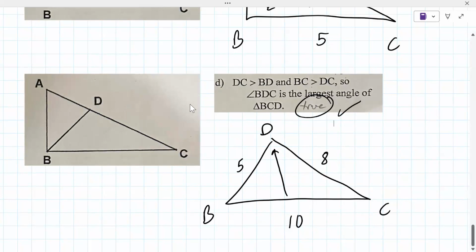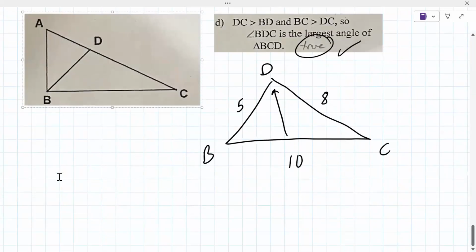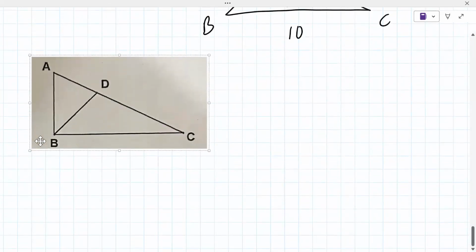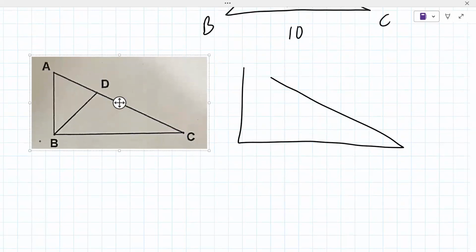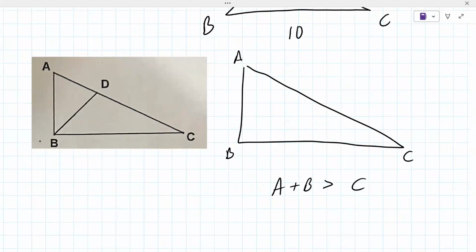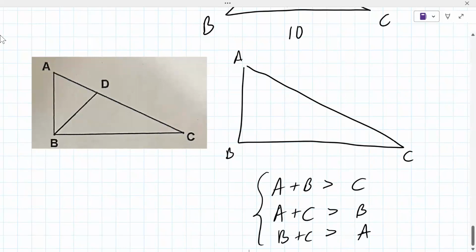All right. So for part E, it's the big triangle that we're looking at, A, B, C, and it's always the case that the sum of two sides has to be greater than the third side. That's the triangle inequality theorem. So all of these have to be true. They can never equal the third side. It wouldn't be a triangle.